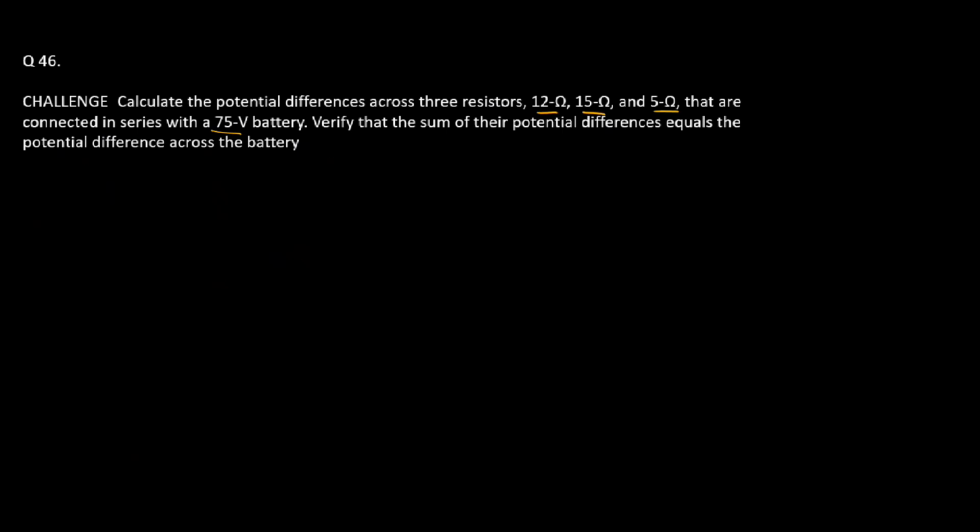So here we have been given 3 resistance values. I will call R1 as 12 ohm, R2 as 15 ohm, and R3 as 5 ohm. They are all connected to a 75-volt battery. So my potential difference of the battery is 75 volt. And we need to calculate the potential difference across each of them. So I need to find what is V1, V2, and V3.